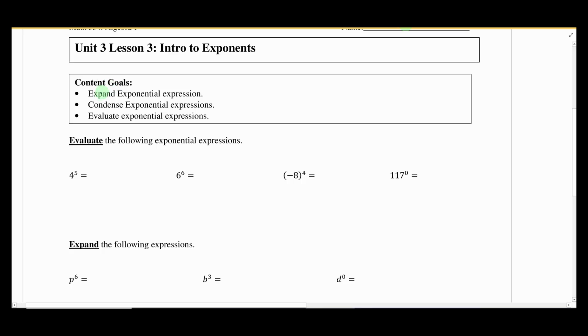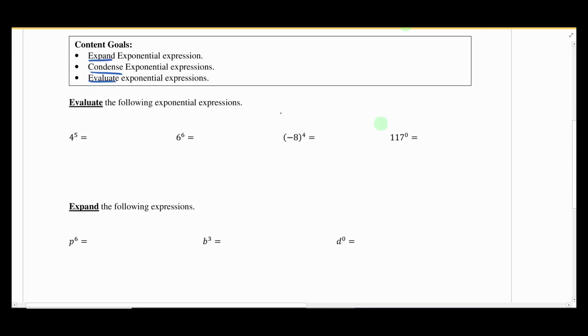All right, so our goals are pretty simple here. We want to learn how to expand exponential expressions, condense exponential expressions, and evaluate exponential expressions. So you'll notice a difference in those words there: expand, condense, and evaluate. We want to make sure that we know the difference between those and what they mean, and make sure we understand, when we come up on a problem, what it is we're supposed to do. All right, let's go ahead and get started.